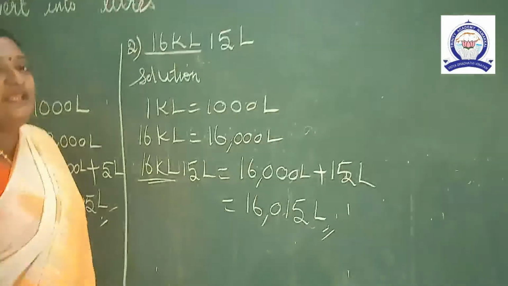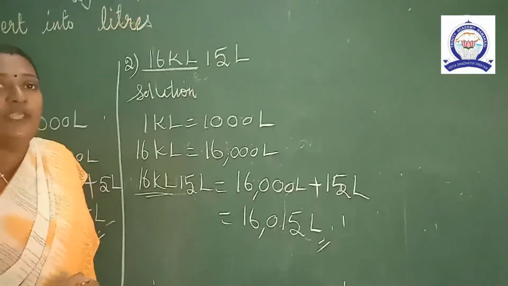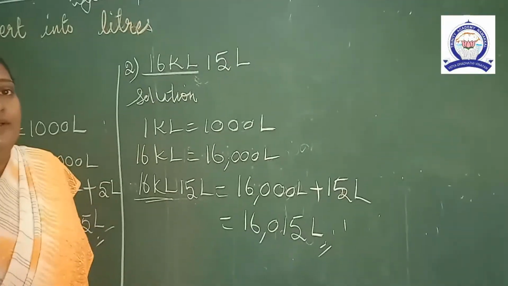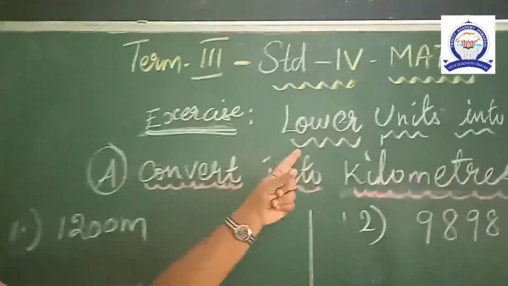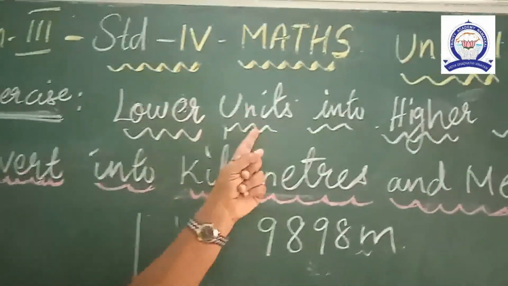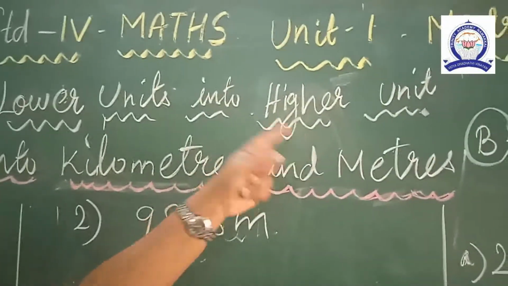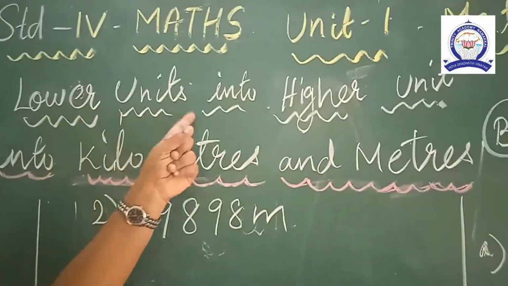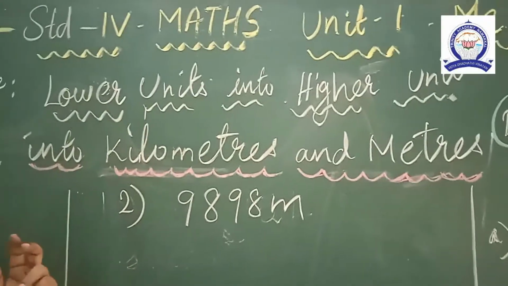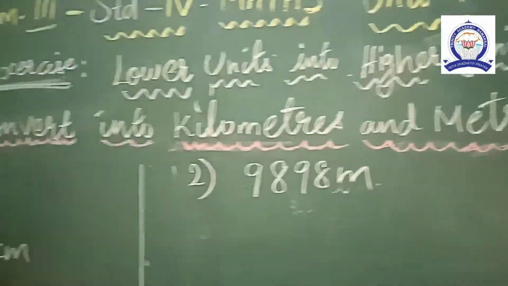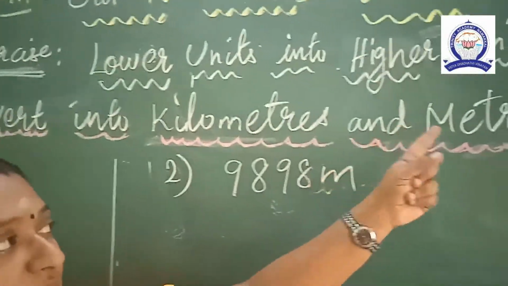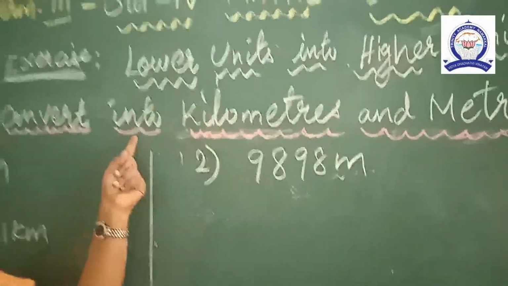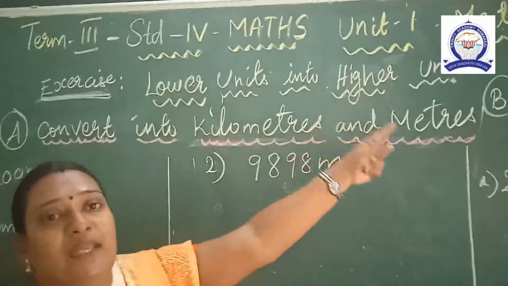Okay children. Next we see the lower units to higher units. Next we see, we have to convert lower units into higher units. For that we are going to divide. Okay. So listen here. So first A, convert into kilometers and meters.